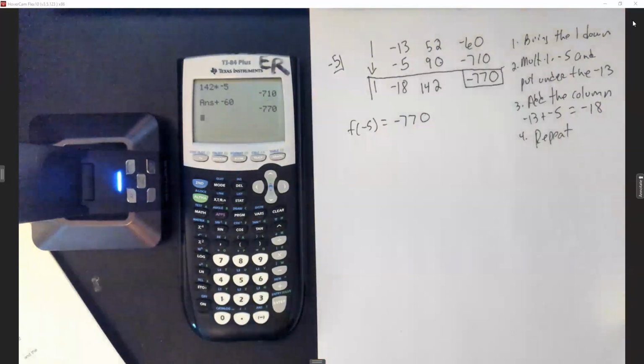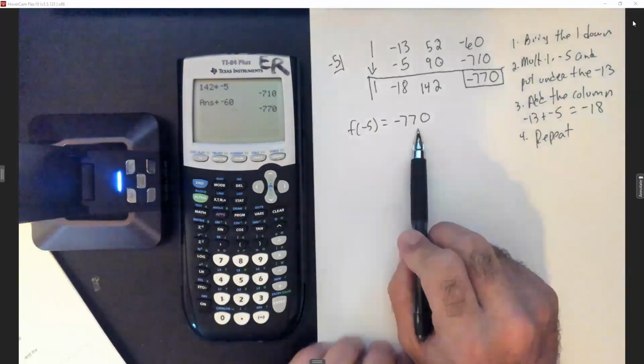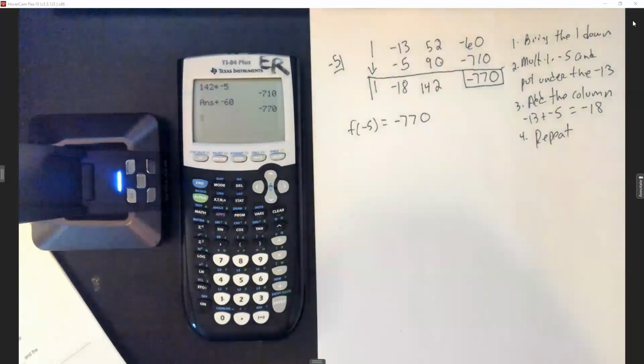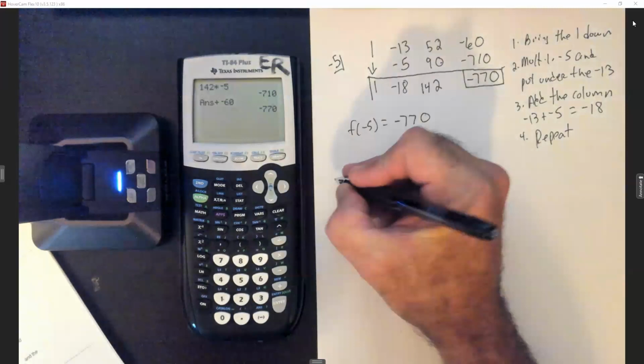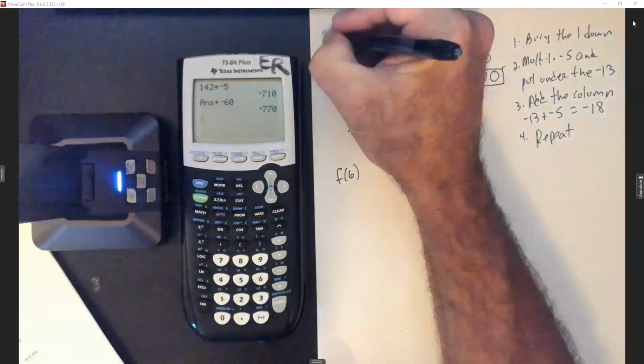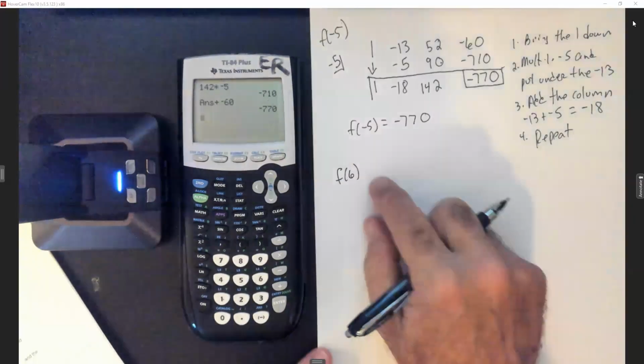Which is cool because this is a new way you can find function values instead of going in there and plugging that negative 5 in for all the x's, okay? All right, so my second answer was negative 770, and then I got to find f of 6. So here was my f of negative 5. I didn't write that. Now f of 6, I'm going to write the same numbers out.